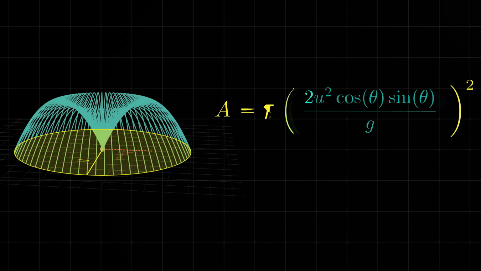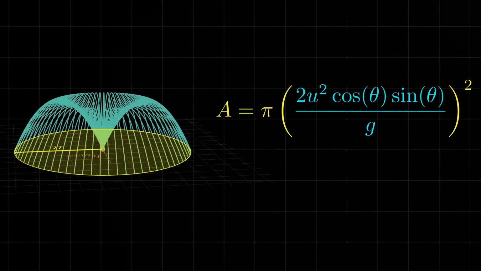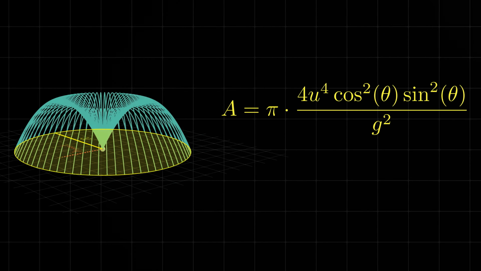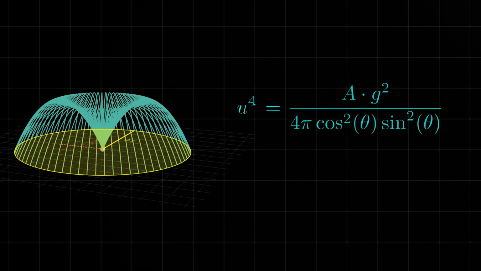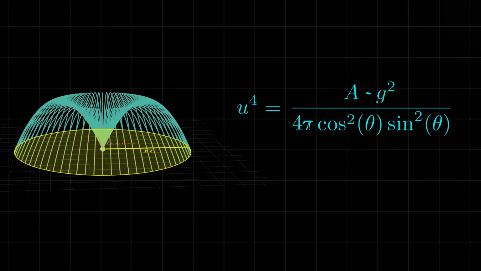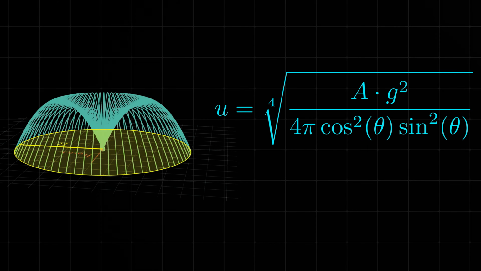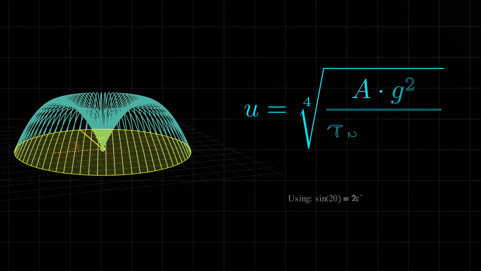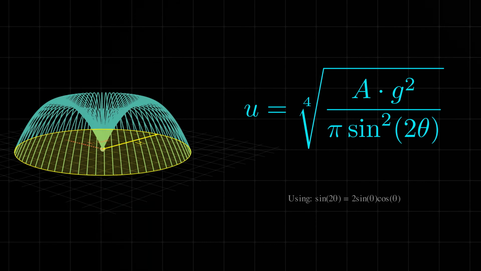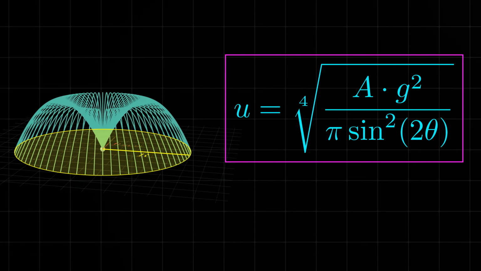Now this equation can be simplified by some algebra, and we can get an expression for u. If I take a fourth root both sides, we get the required equation for u. That is shown here, and that completes the problem.